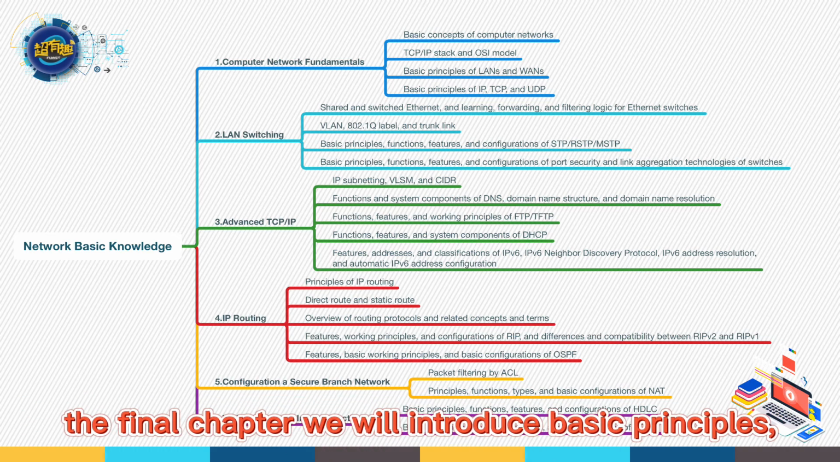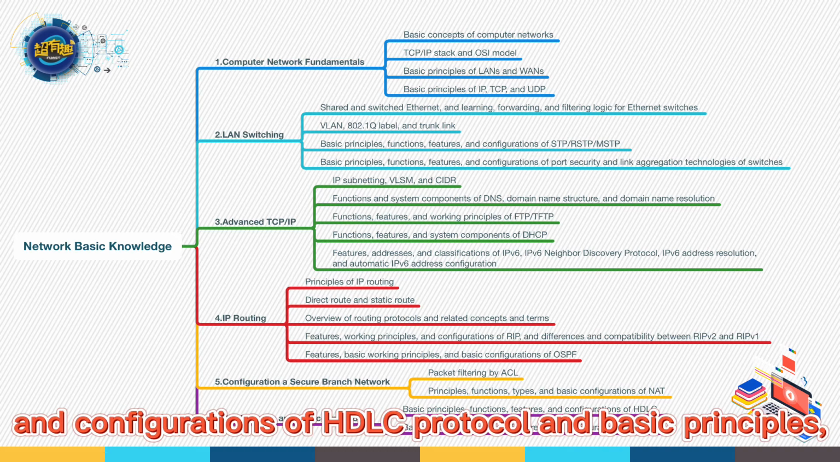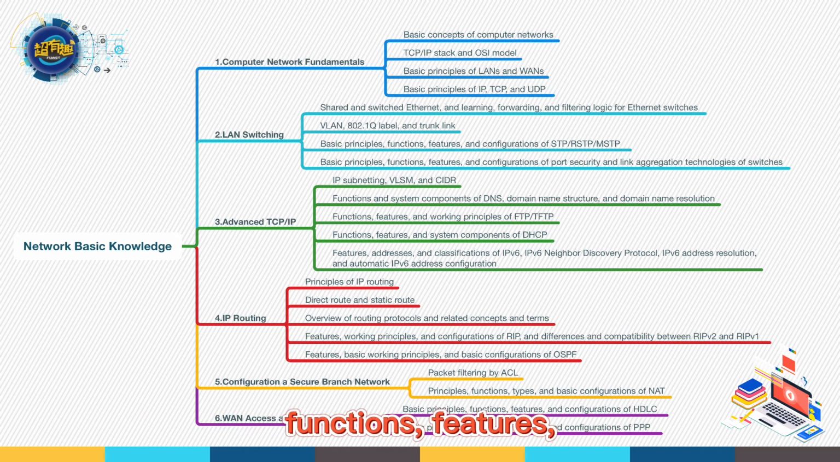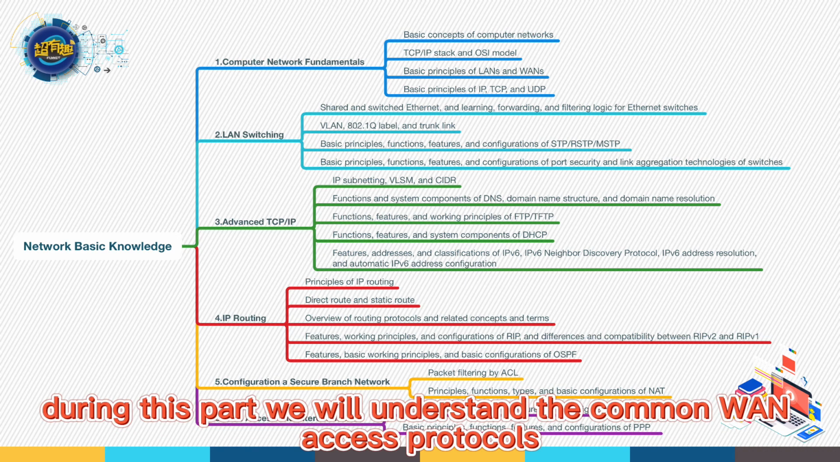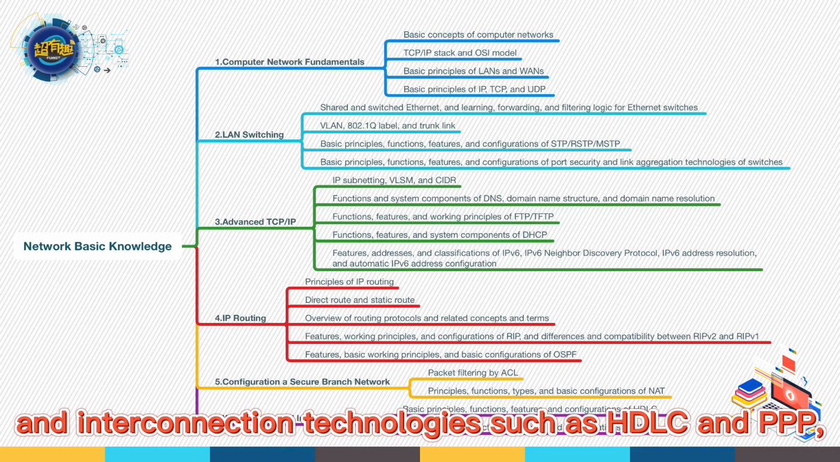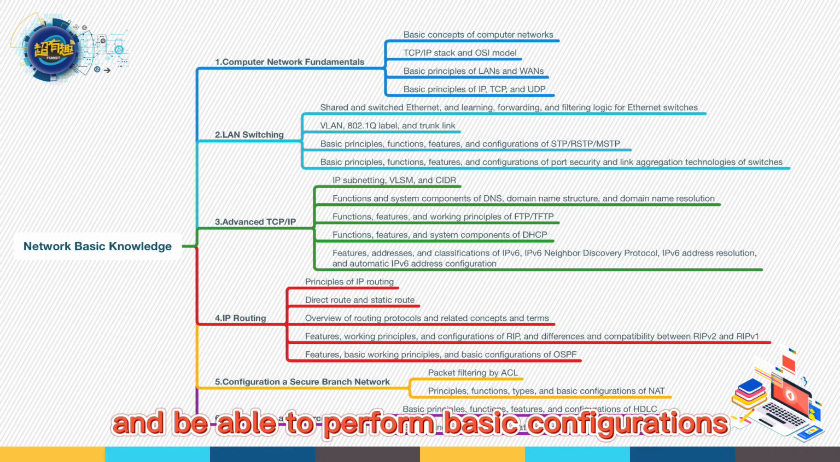In the final chapter we will introduce the basic principles, functions, features, and configurations of the HDLC protocol, and the basic principle, functions, features, and configurations of the PPP protocol as well. During this part, we will understand the common WAN access protocols and interconnection technologies such as HDLC and PPP, and be able to perform the basic configurations.